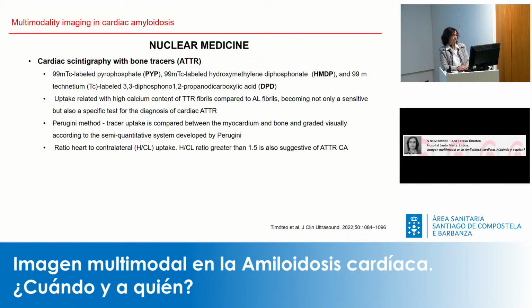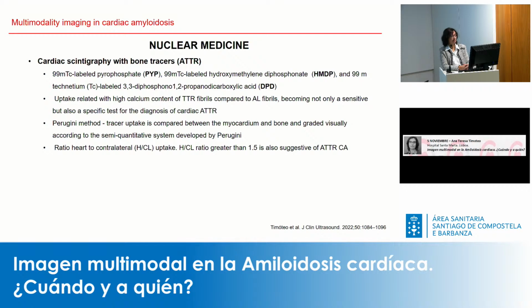Regarding nuclear medicine, we usually perform cardiac scintigraphy with bone tracers that is very specific for ATTR. The tracers that we can use are PYP, HMDP, or DPD. It's essentially the same. It depends on local availability. I think that DPD is most used in many centers. We use DPD for our patients.